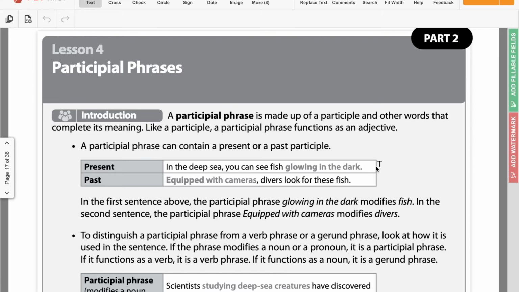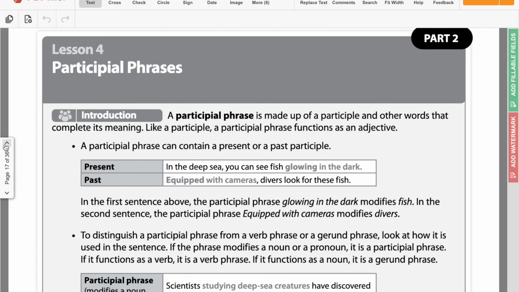So today we're talking about participle phrases. So we've been talking about adverb phrases, all of those kinds of things. So today we're talking about a participle phrase. So a participle phrase is made up of a participle and other words that complete its meaning. Like a participle, a participle phrase functions as an adjective.